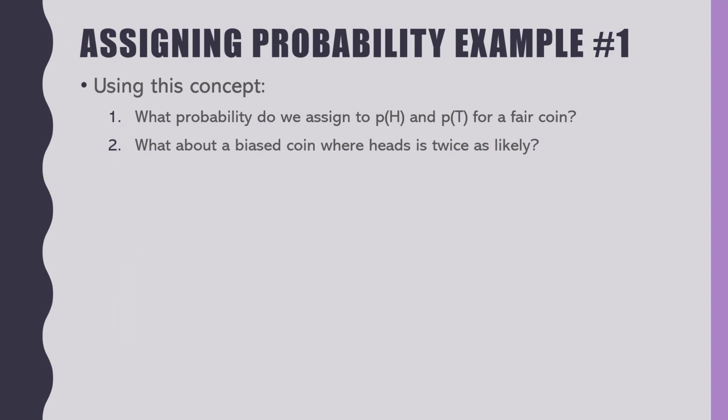All right, so now using this concept, what probability do we assign to the probability of getting heads and the probability of getting tails for a fair coin? And then what about a biased coin where heads is twice as likely? So let's look at how this would play out. What do we assign the probability for getting heads and for getting tails with a fair coin? Yeah, 0.5 for each of those, right? Pretty straightforward. If it's a fair coin and it has an equal, and again, we're leaving out the possibility of landing on its edge.